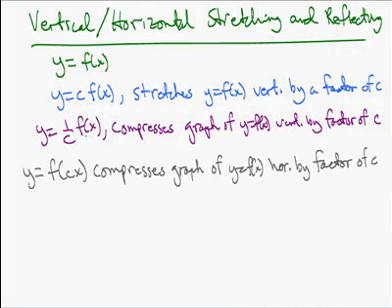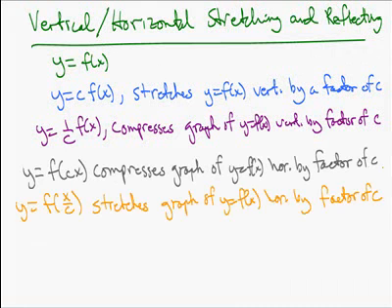If we have y equals f of c times x, we take some constant c times the variable first and then apply the function. That'll compress the graph horizontally by a factor of c. And if we have y equals f of x over c, in other words, we take our variable, divide it by some c that's bigger than 1, that'll stretch our graph of y equals f of x horizontally by a factor of c.